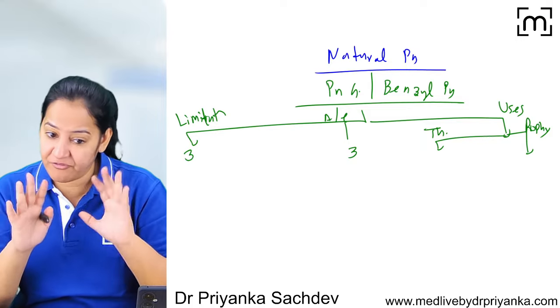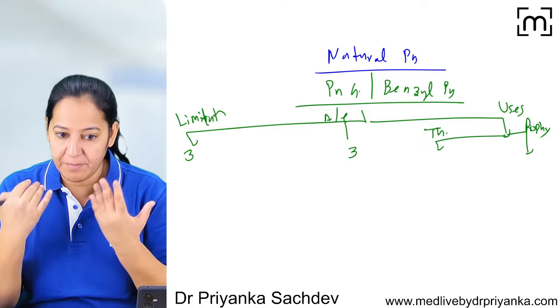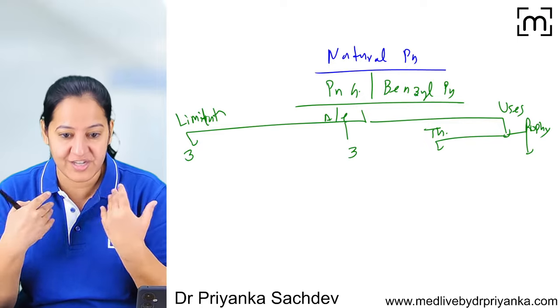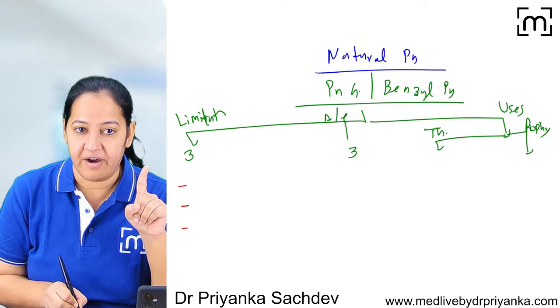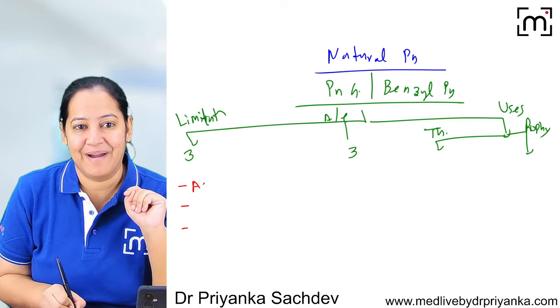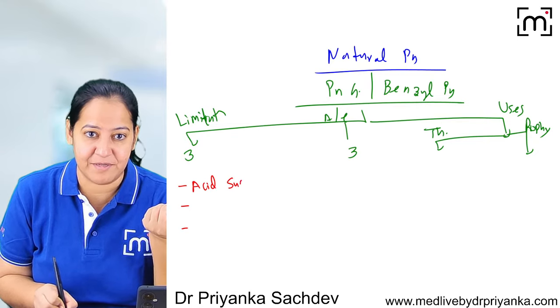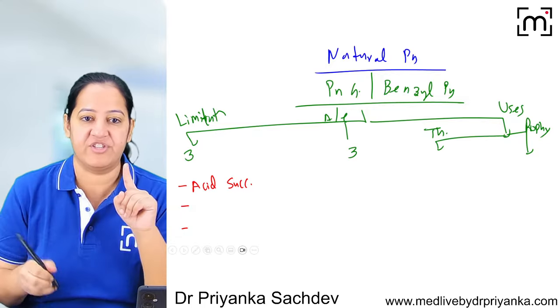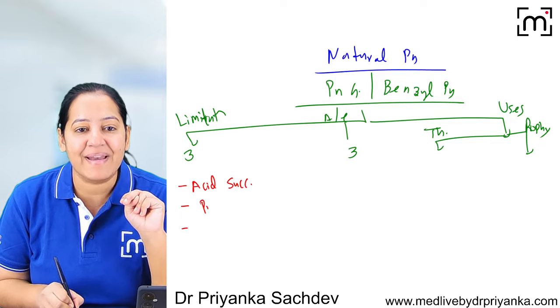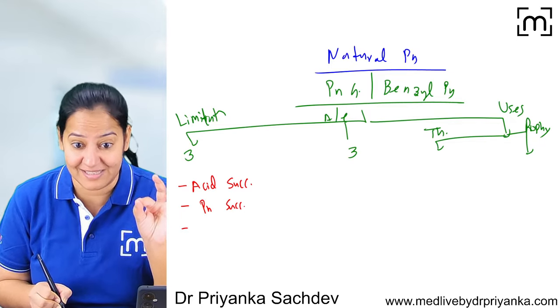Everyone, please write down in the chat box. It's for your benefit. I already know. But for your benefit, if you write down, if you say, if you interact, it will fit in your permanent memory. The three limitations are, number one, it is acid labile. It is acid susceptible or labile. It gets degraded in the HCl. We cannot give it orally, we have to give injection. Number one. Number two, it is penicillinase susceptible, the enzyme susceptible.